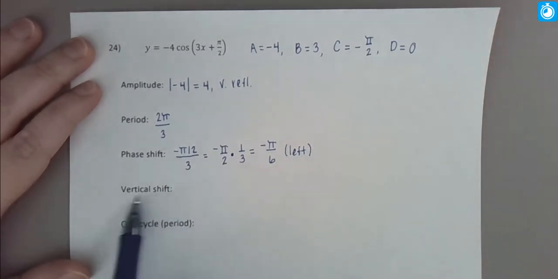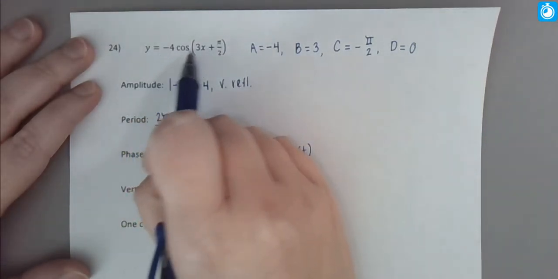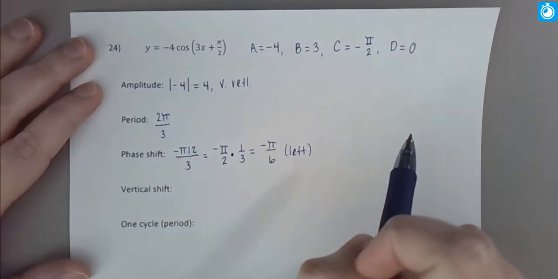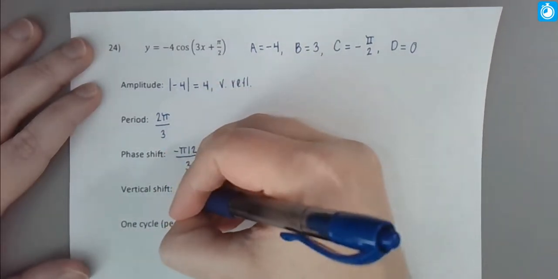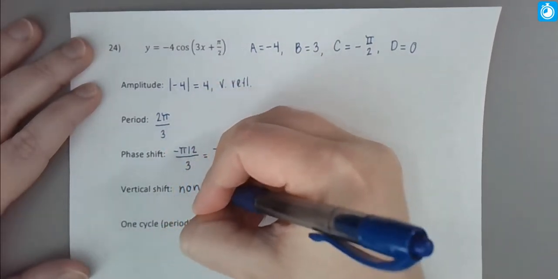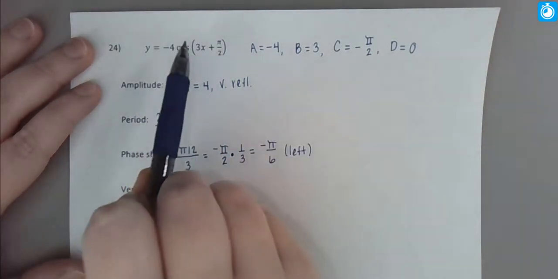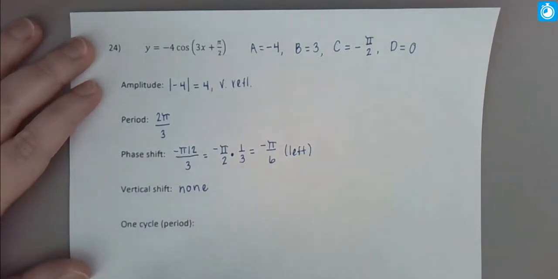Okay, now the vertical shift, shifting up or shifting down, that would come from adding on or subtracting a value outside of our function. And in this case, that is 0. We don't actually add or subtract any value onto our function. So for vertical shift, I'll just put none. So this gives us all the information we need about what's going to happen to this cosine graph when we put it on the coordinate plane.